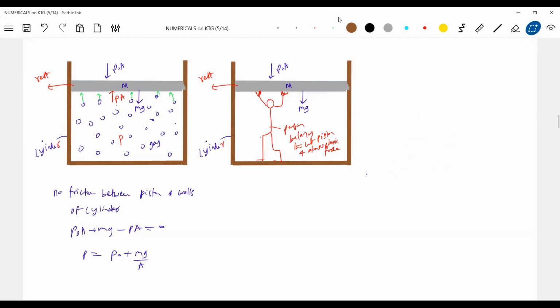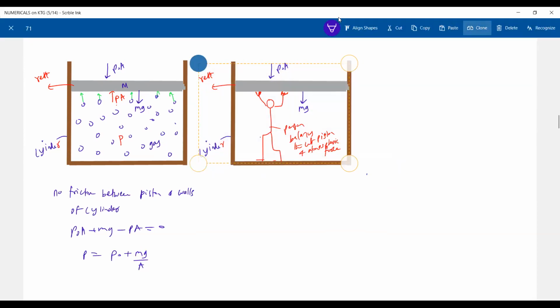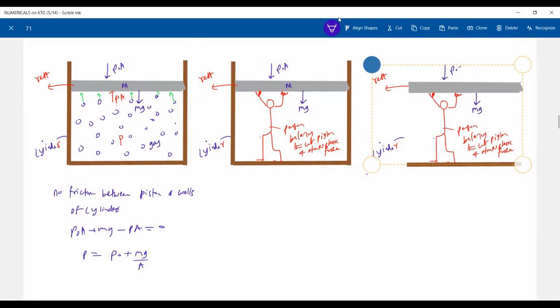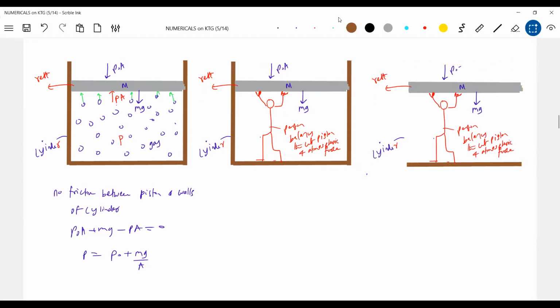And now I'll increase the, I'll place some mass on it. See, this is what we have actually stopped thinking about.